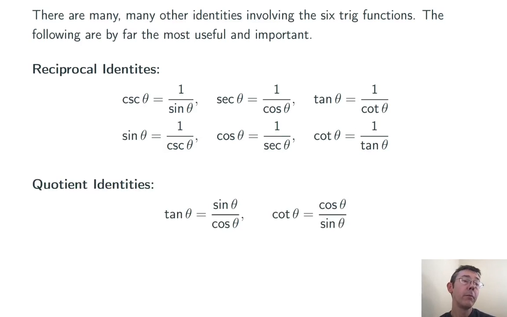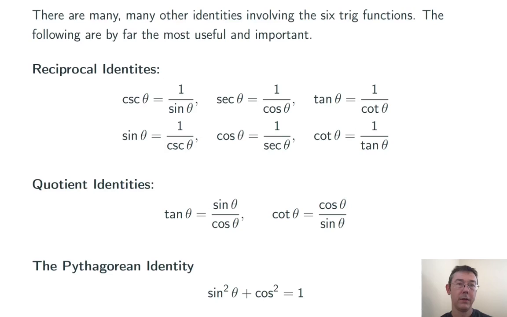There are some very fundamental identities for tangent and cotangent. We can write each of those functions just in terms of sine and cosine using these so-called quotient identities. Tangent of theta is sine theta over cosine theta, and cotangent theta is cosine theta over sine theta. You can check that each of those are true just by writing sine and cosine in terms of opposite, hypotenuse, and adjacent, and seeing the simplification that falls out.